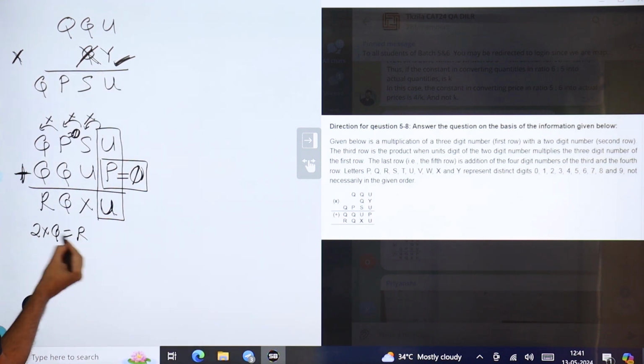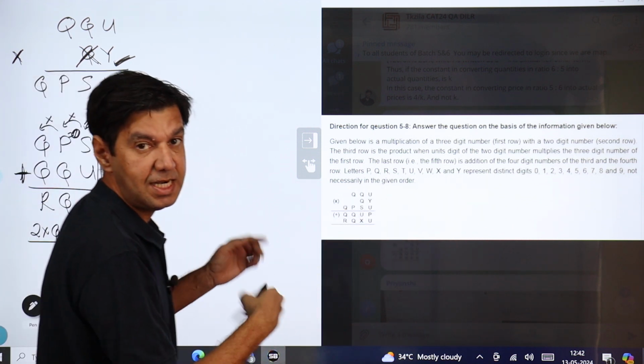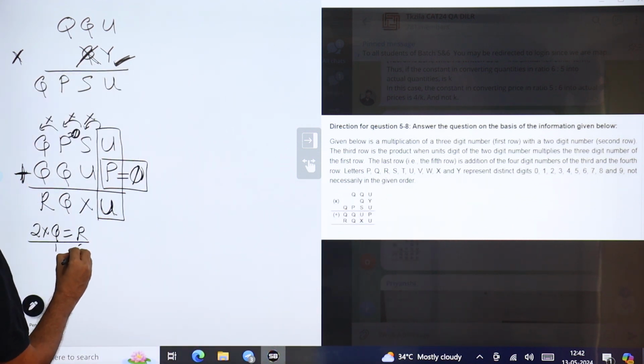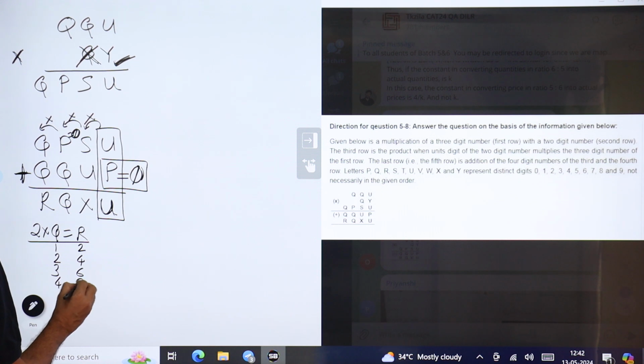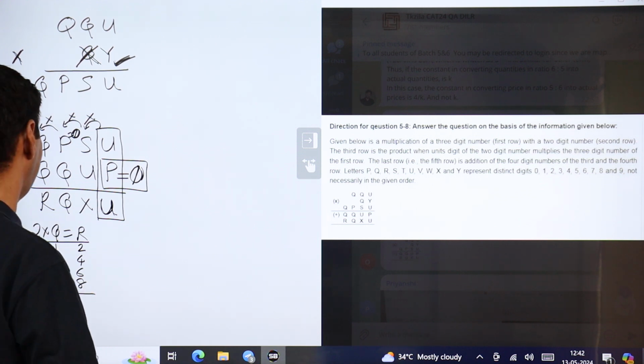So here I get a little bit of a start. The values that Q could have: Q could be 1. It can't be 0, 2 into 0 is 0, and all the letters are different digits. Okay. So 1, 2, it could be 2, 2 2s are 4, 2 3s are 6, 2 4s are 8. That's it, right? After 5 it will become 10. R can't be a 2-digit number. So Q can be 1, 2, 3, 4.